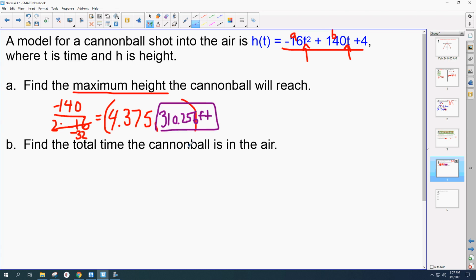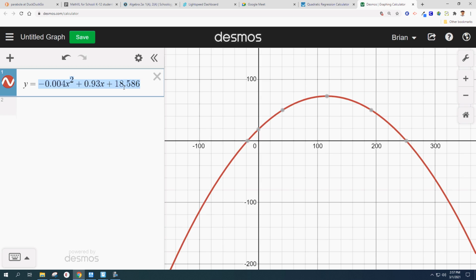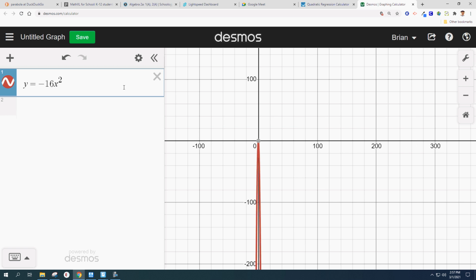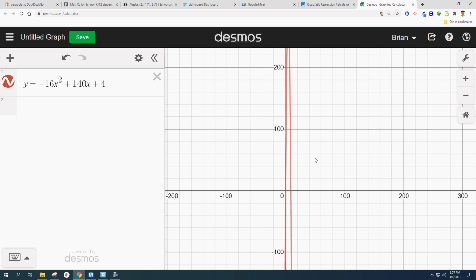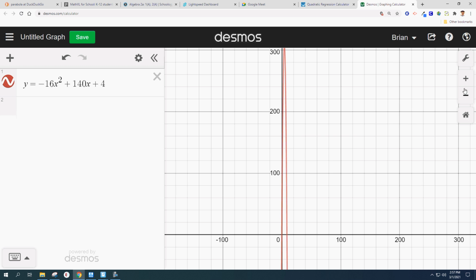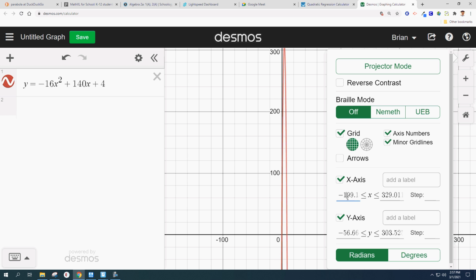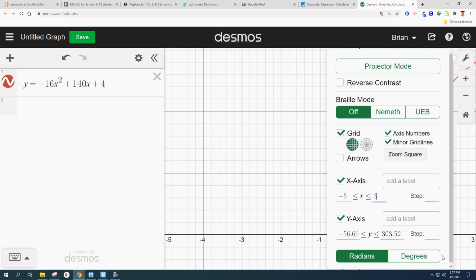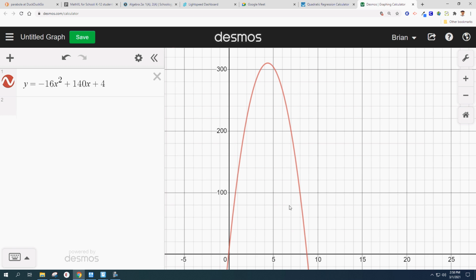Find the total time the cannonball is in the air. Well, let's Desmos this thing again. So we've got negative 16x squared. Notice I used x, not t, plus 140x plus 4. Okay, that's a weird looking parabola. It's really steep, isn't it? Here's what I'm going to do. Let's change the x-axis to go from negative 5 to 30. Okay, that looks a little bit better.